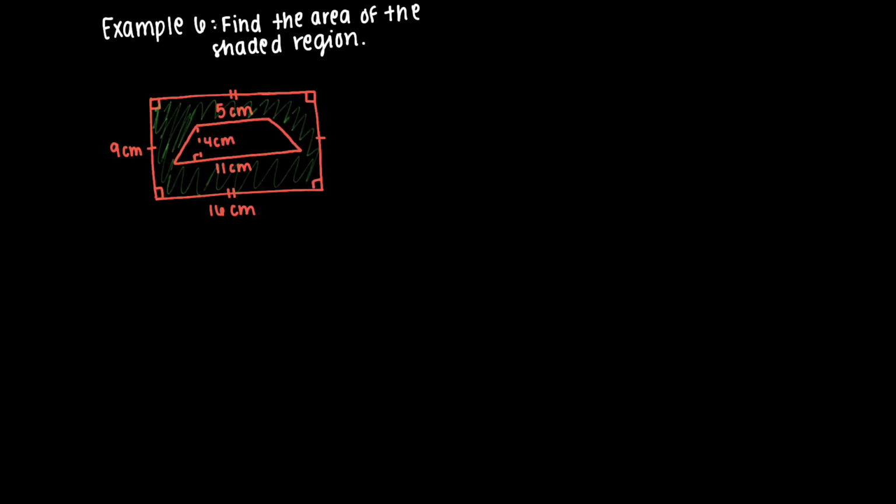And example 6 is another one of those find the area of the shaded region. My two shapes here are the trapezoid and the rectangle. So for the rectangle, remember you do base times height. Here my base is 16 times 9. So my area ends up being 144.